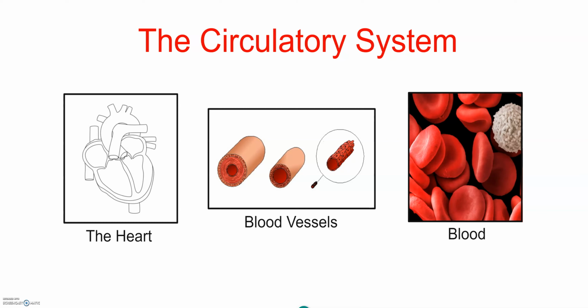The circulatory system is made up of the heart, blood vessels, which include arteries, veins, and capillaries, and blood, which contains red blood cells, white blood cells, platelets, and plasma. But for today's lesson, we are going to be focusing just on the heart. We'll be looking at the function of the heart, features of the heart, and exactly how blood pumps in and out of the heart.